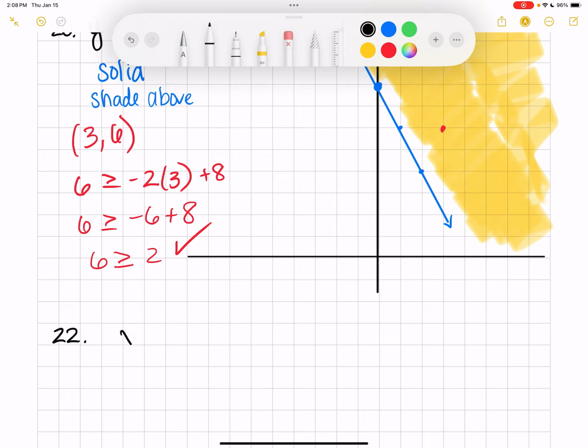Wait, do we have to check it? You don't have to. I would probably recommend while y'all are getting used to it that you do, but you don't have to. But there's no reason to shade it wrong because you can check a point and make sure that it works. If the point doesn't work, then you know you shaded it on the wrong side.